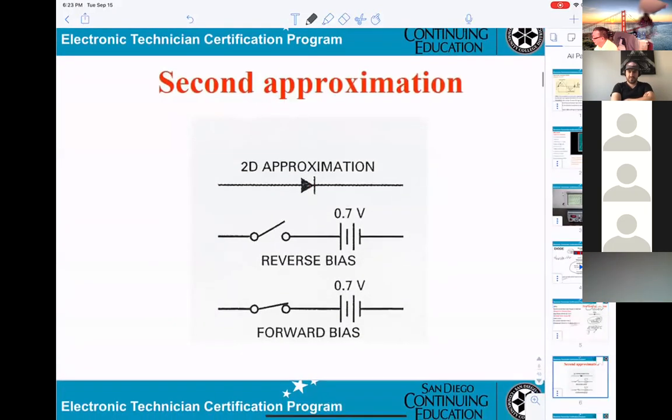Now, second approximation. Same thing. Only thing is, in the second approximation, you get VD equals 0.7 volt for silicon.